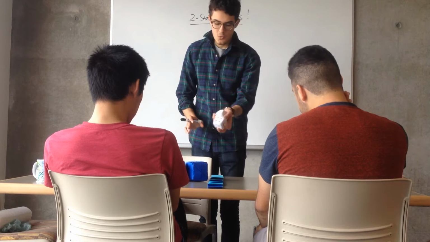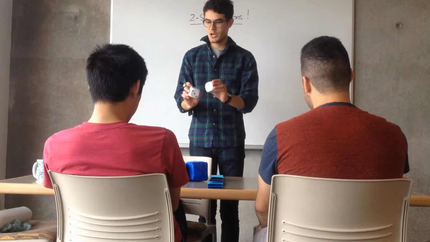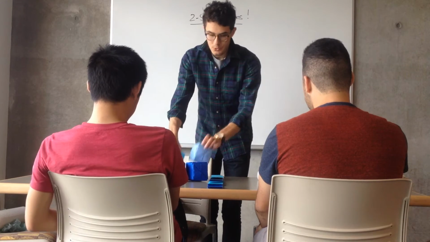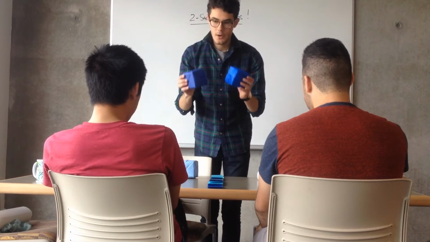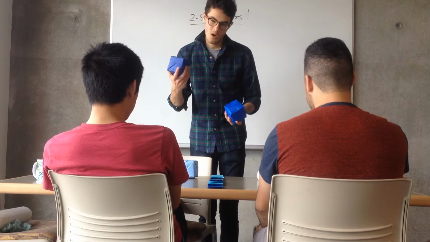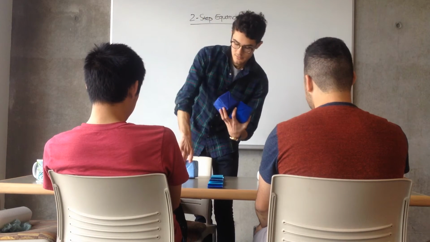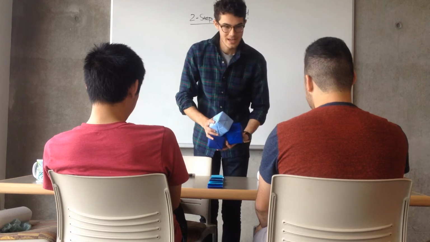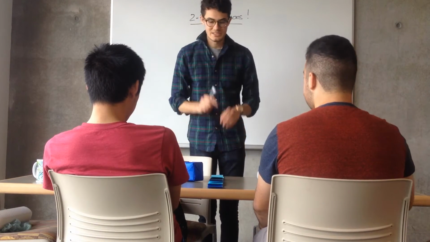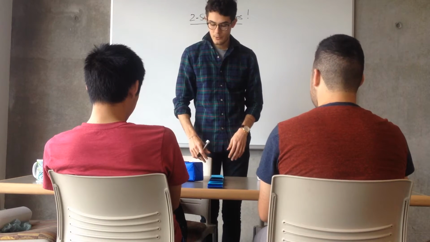I have two elements, these dice, which are going to represent our unknowns, and then I have these blue cubes right here, which are going to represent our knowns, just integers 1, 2, 3. Think you understand? Cool. Okay. So now, let's start by setting up an equation on the table.